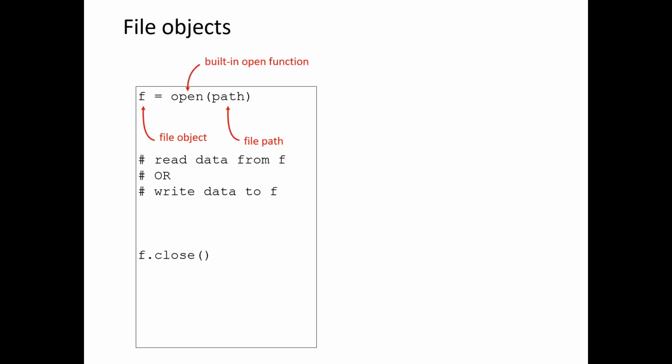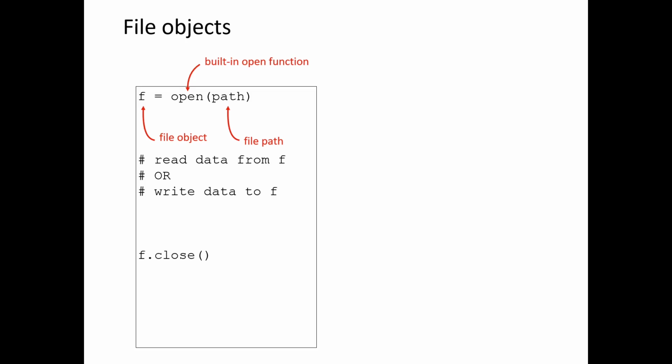So I've already hinted that we're going to be working with file objects. And we get file objects by calling the open function. Remember that everything in Python is an object, and this is just a built-in function, the open function, that we can call from anywhere. We don't need to import any sort of special module in order to open a file.